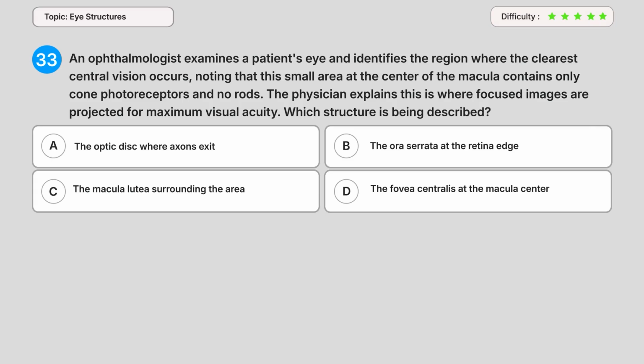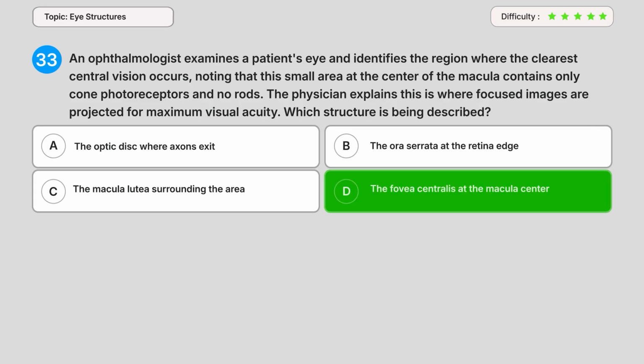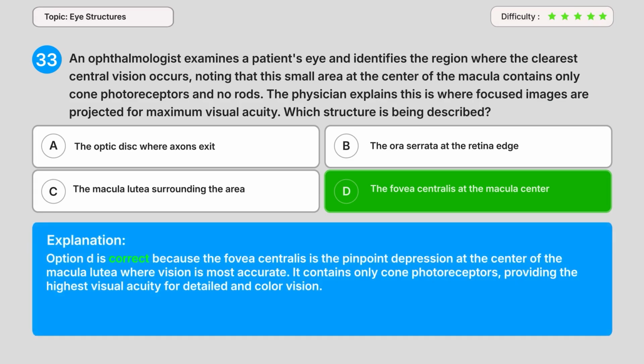Correct answer. D. The fovea centralis at the macula centre. Explanation. Option D is correct because the fovea centralis is the pinpoint depression at the centre of the macula lutea, where vision is most accurate. It contains only cone photoreceptors, providing the highest visual acuity for detailed and colour vision.